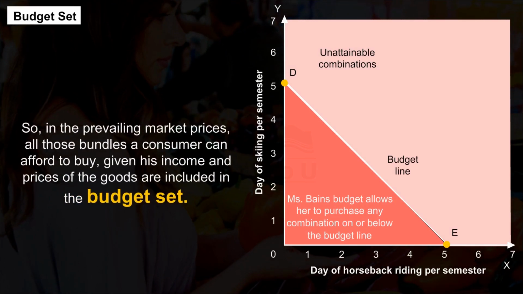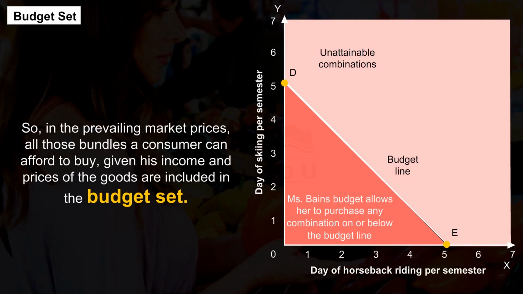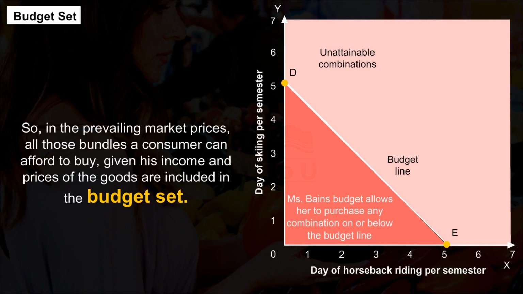So at the prevailing market prices, all those bundles the consumer can afford to buy, given his income and the prices of the goods, are included in the budget set.